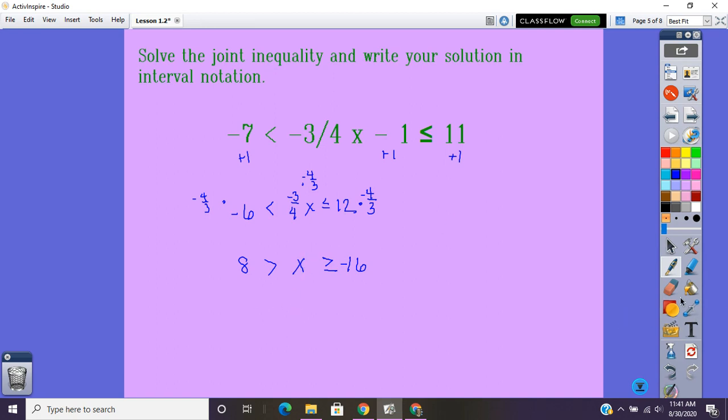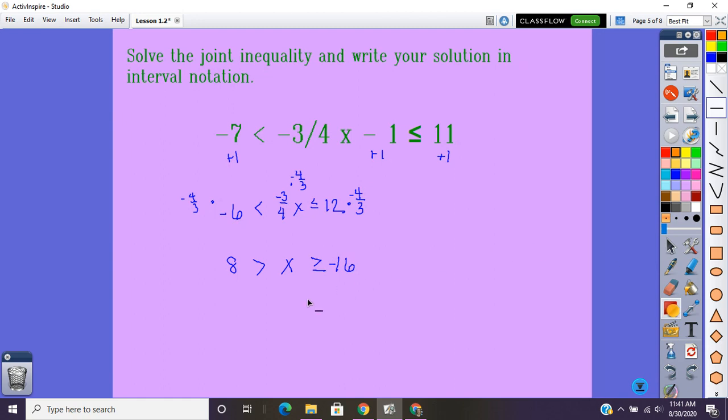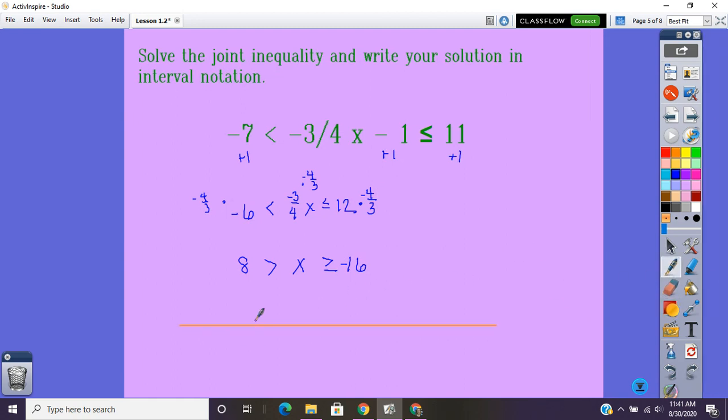And now we're going to graph it, because that's going to be useful for us to actually see what the interval notation is going to be. So here's my 0. 8 is somewhere over here, and negative 16 is over to the left. And keep in mind, down here is negative infinity, and over here is positive infinity.